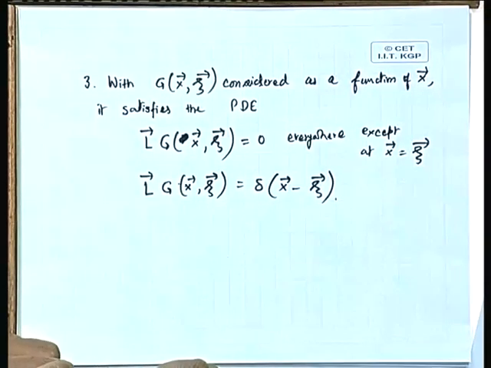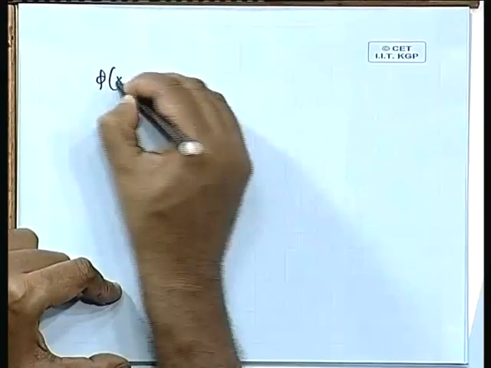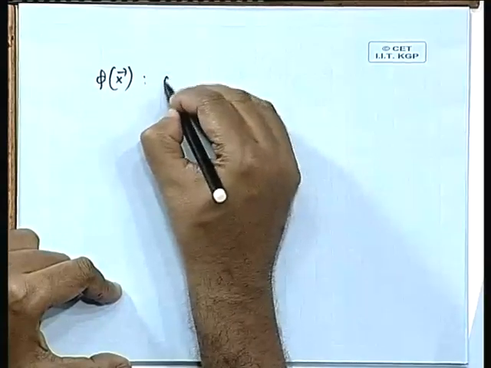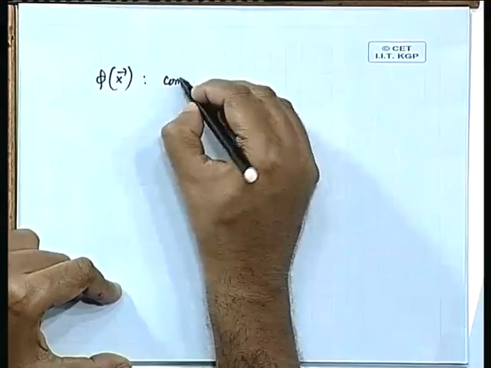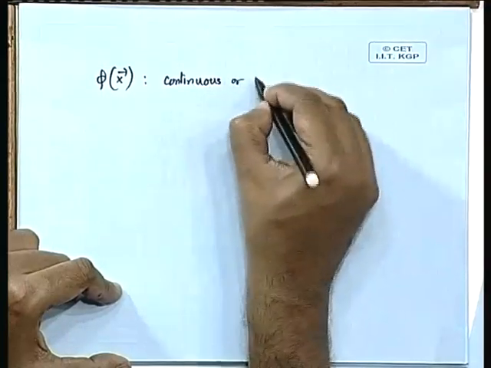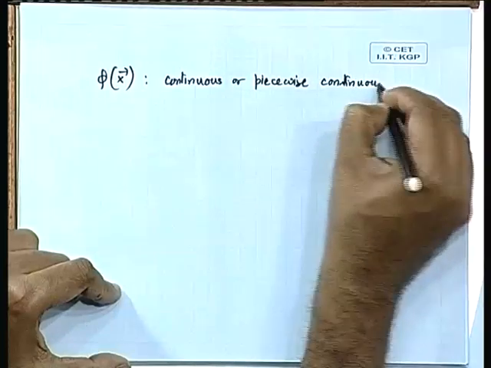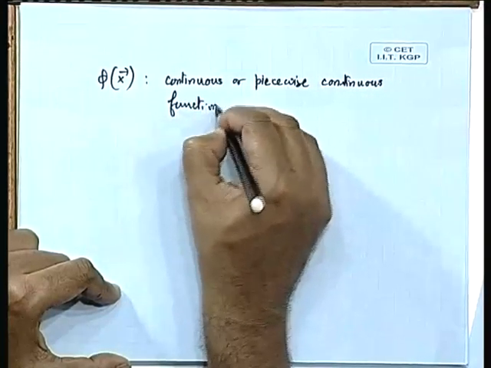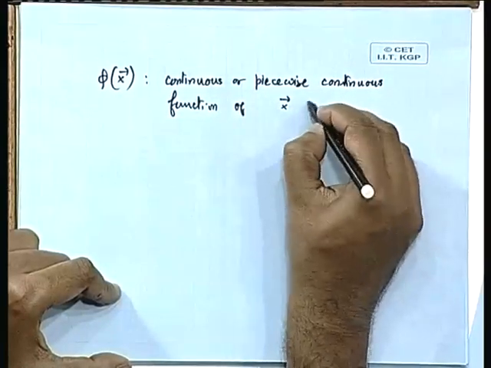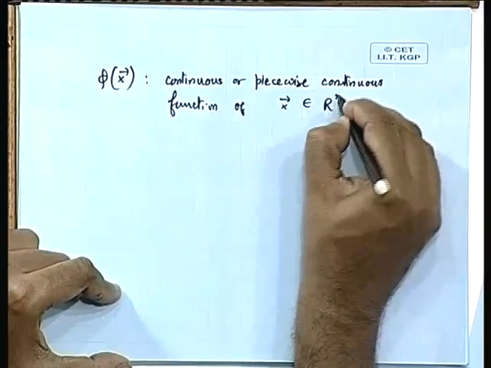Based on this Green's function definition, we attempt the solution of the Euler-Lagrange equation. The Euler-Lagrange equation, as I have already told you, has been derived out of the original Tikhonov functional, which involved both the standard error term and the regularization term. Now, let us consider a function which we call phi of x, a continuous or piecewise continuous function of x vector. And x vector, as I have told again and again, will belong to the M0 dimensional real space.